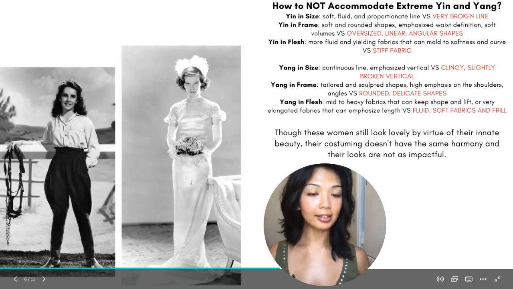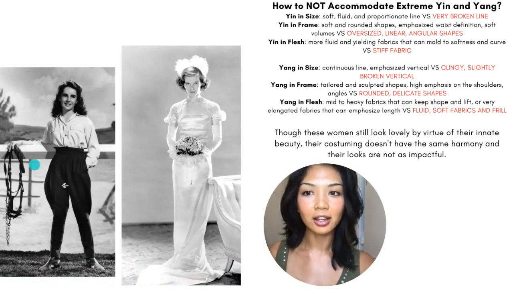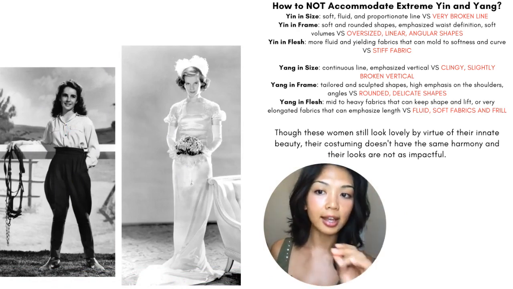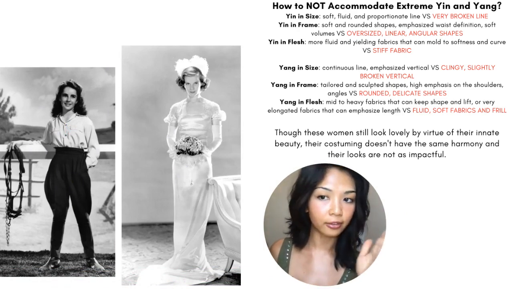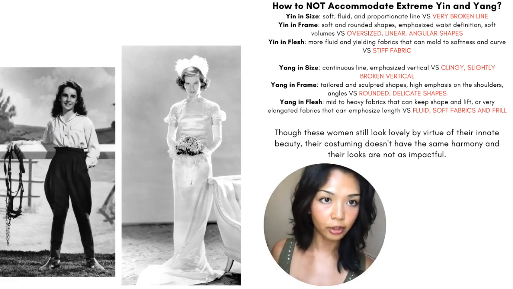Now, to clarify, let's look at how not to accommodate extreme yin and yang, starting off with Liz again. So here, starting off with her vertical line, she's really chopped herself in half, very high contrast top and bottom, harsh horizontal line here at the waistband. It just totally overwhelms the soft outline of her figure.